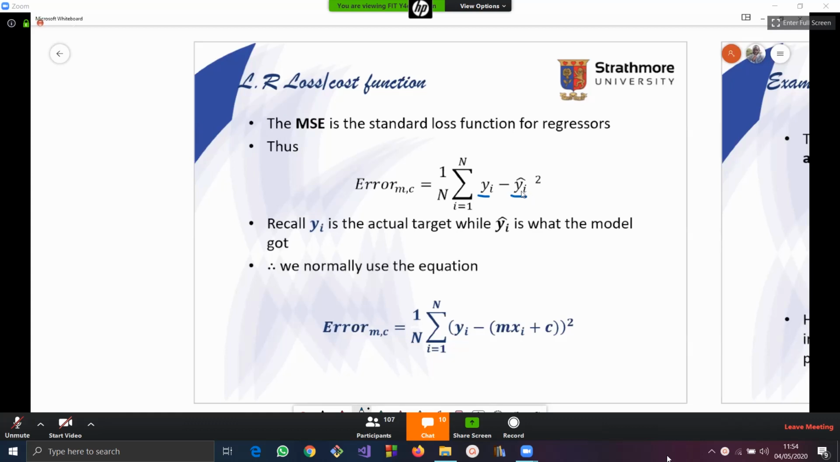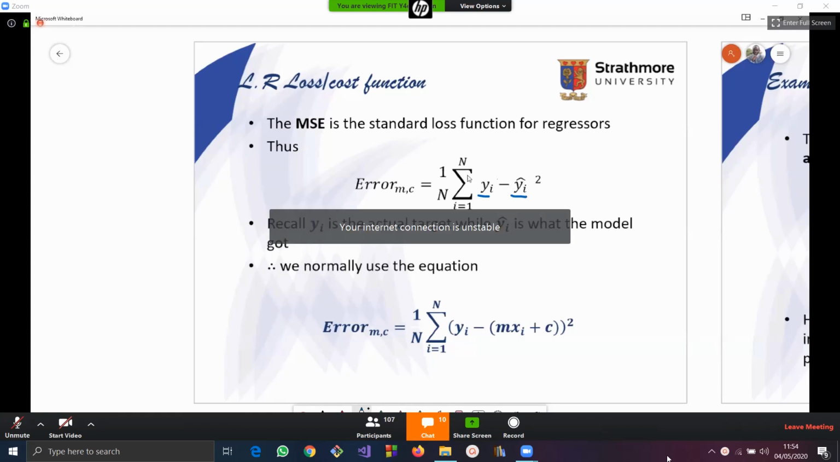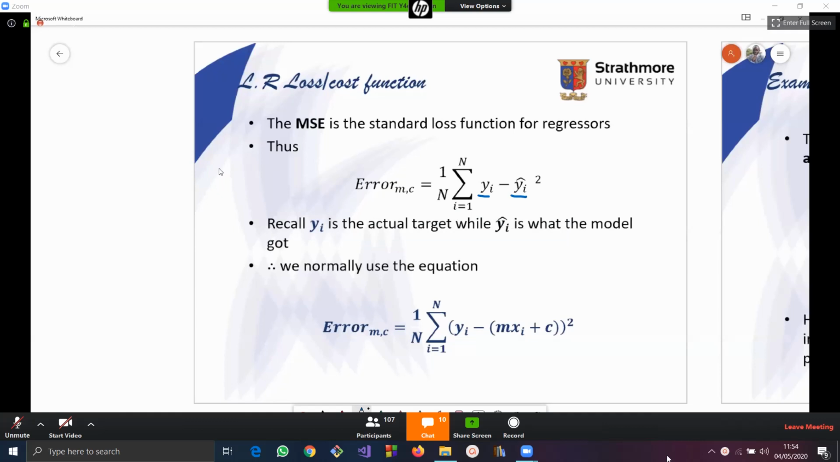So the predicted is called y hat. The actual is called y. From the equation, y is equal to mx plus c, okay, for linear models. So we'll have the actual being y, and we will have the predicted being defined by whatever m and c we have. Okay, so the closer we get to the actual, the smaller the error will be. So if y and y hat are the same, then the error will be 0. Okay, so that's the main thing.